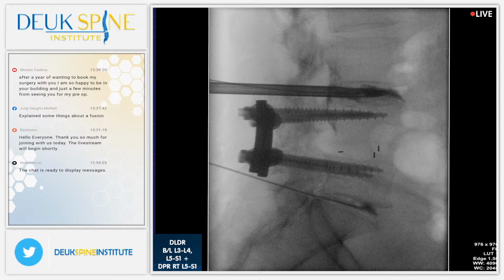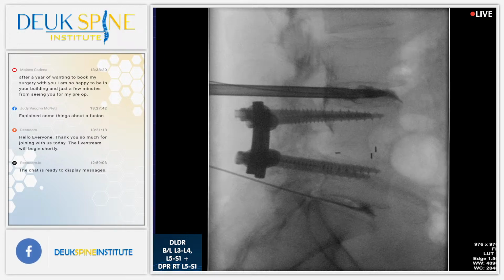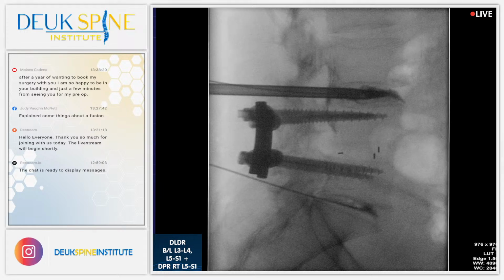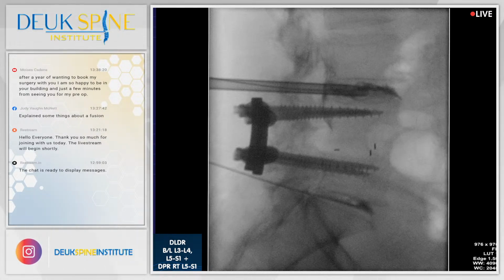And so when I do fusions, I always take the facets out. I even published a paper on that. As a matter of fact, I think Arias and I published the paper on that. And it talks about how we get really good results with spinal fusion in the back when you do the osteotomies.